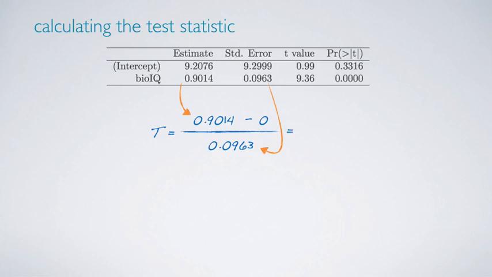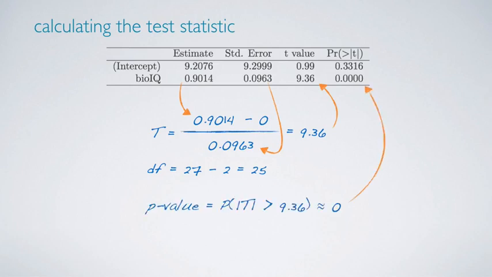If we do the math here, we're actually going to get a 9.36 for our t-score, and that's simply the value that's already given on the regression output anyway. The degrees of freedom is 27 twins minus 2, which is 25. And the p-value is going to be the area under the t-curve that's greater than 9.36 or less than negative 9.36. Remember, we had a two-sided alternative hypothesis.